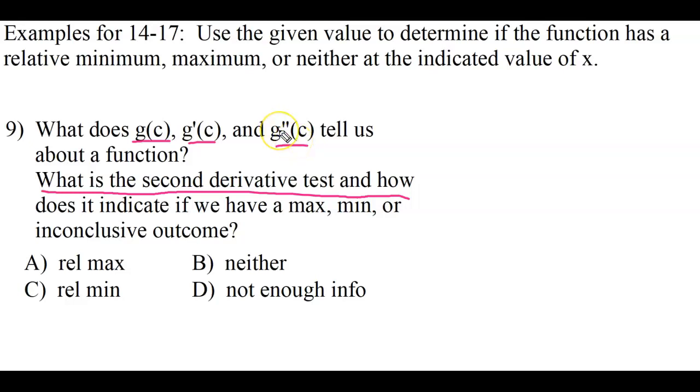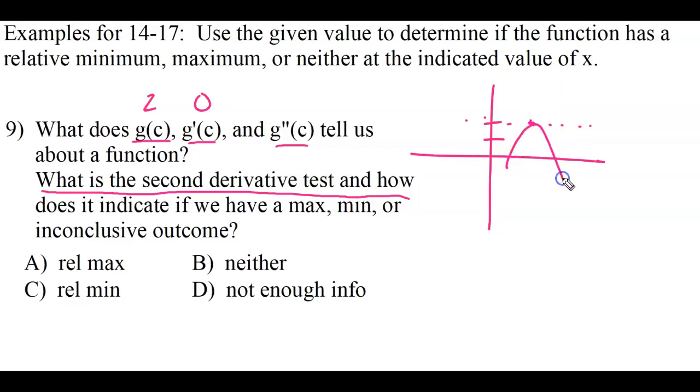So let's just say that I'm given a specific y value of like 2. Doesn't matter where I put it. And let's say I tell you that the slope is 0. That means that there's a horizontal tangent line there, and that means that it's either a relative min or a max. Okay? So if it's like this, that would be a relative min. Or if it's like this, that would be a relative max.